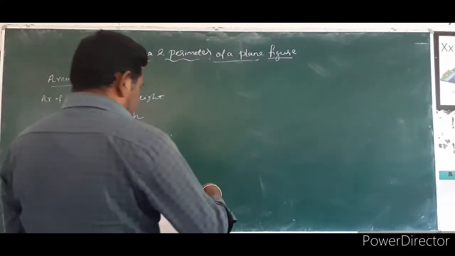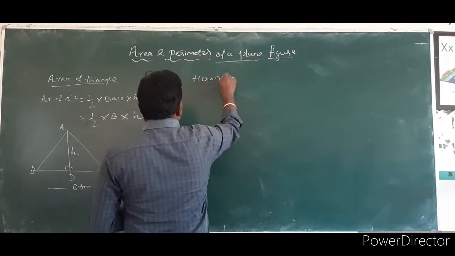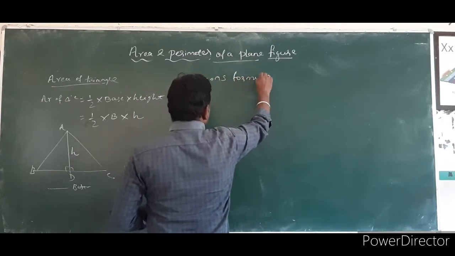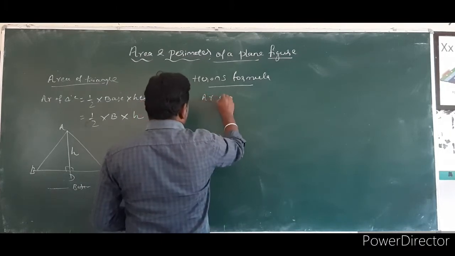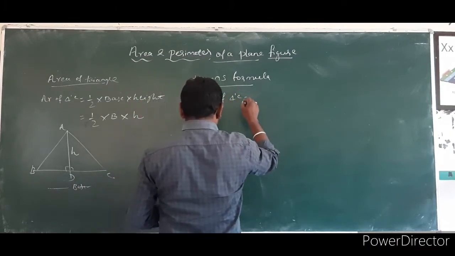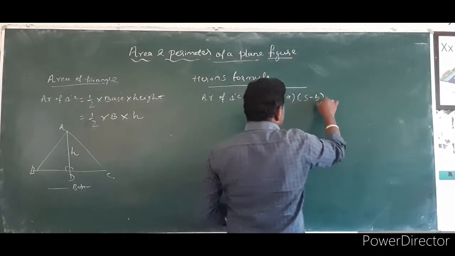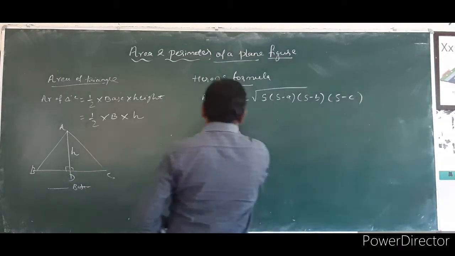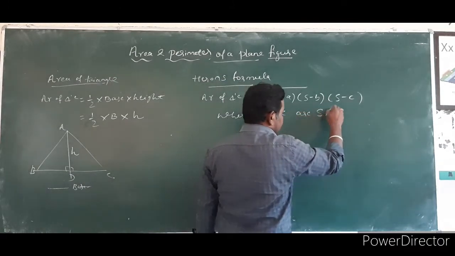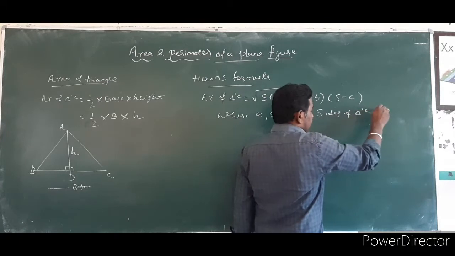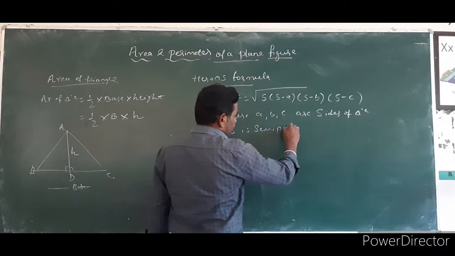Next, if the three sides are given, we use Heron's formula. What is Heron's formula for finding the area of a triangle? Area of triangle is equal to root of S into S minus A into S minus B into S minus C, where A, B, C are the sides of the triangle and S is the semi-perimeter.